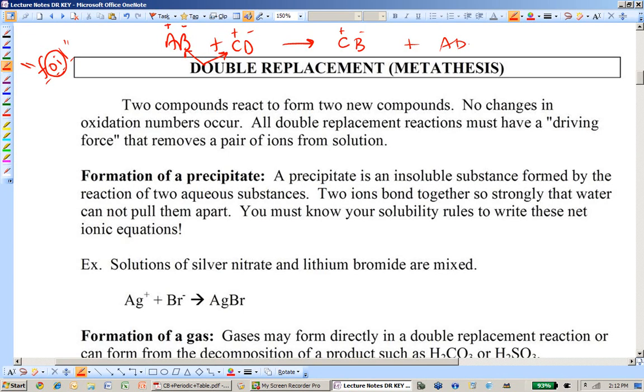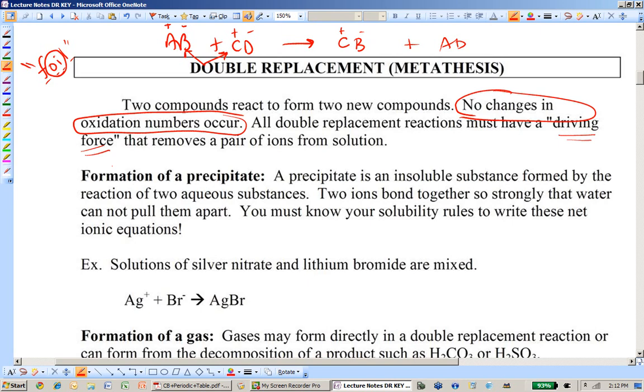I know I just insulted your intelligence because I'm certain that you knew that. So no changes in oxidation numbers occur. So you want to be on the lookout for that. No changes in oxidation numbers occur. But all of these reactions must have what we call a driving force. And that will not be the last time you hear me say that.